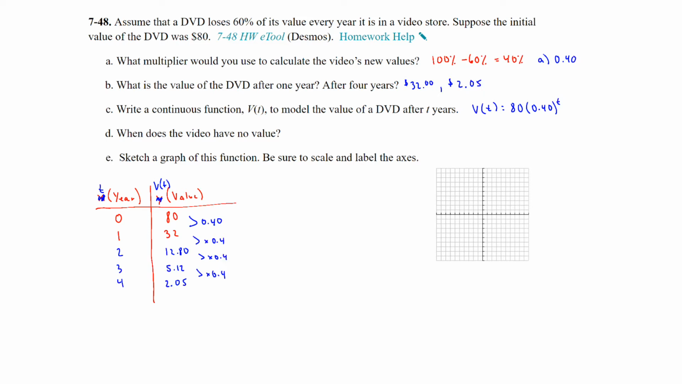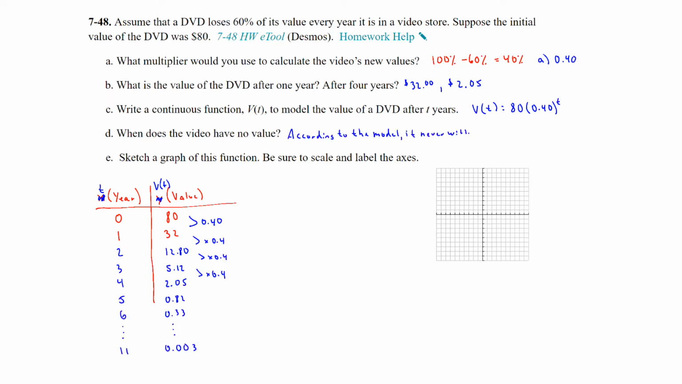But in reality, a DVD would have no value if it breaks or if there's no longer something to play it, or just over time no one's going to want to buy it. So we can keep multiplying by 0.4 over and over again, and it'll get really close to 0, but we'll never get to that 0 value. Now, in terms of money, if we round to the nearest cent, it would get down to 0 that way, though.